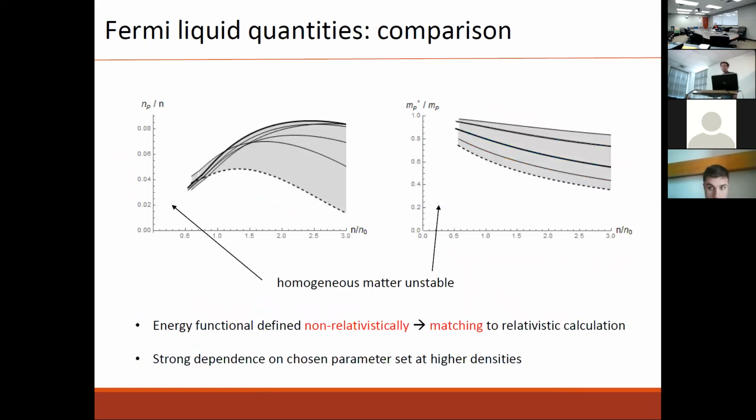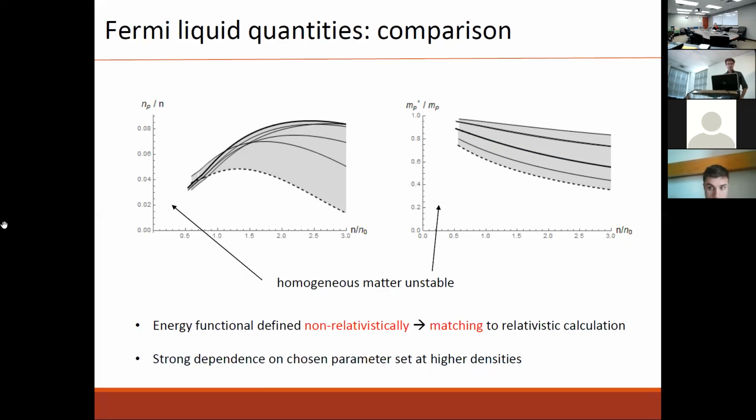You can see, depending on which Skyrme force you choose, the values might differ quite drastically. So this is to say, if you want robust results, you should probably restrict yourself to not much beyond 1 times saturation density.